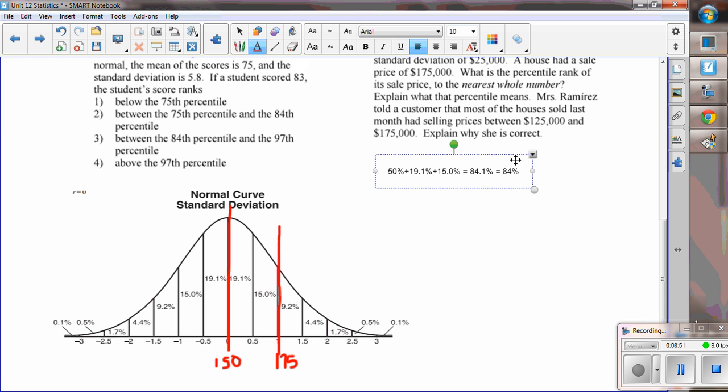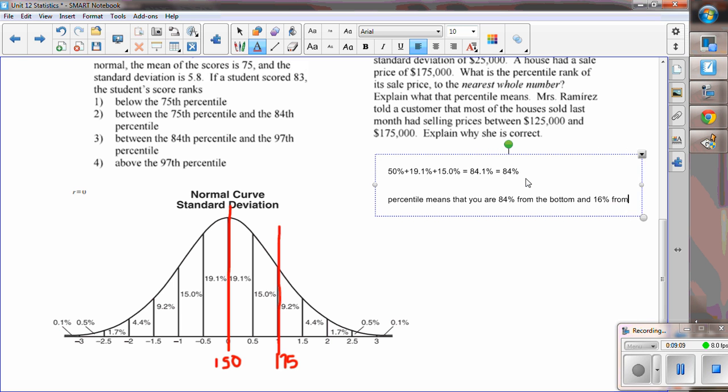And explain what percentile means. If you recall from our first video, percentile means that you are 84% from the bottom and 16% from the top. It is your rank in the overall population.